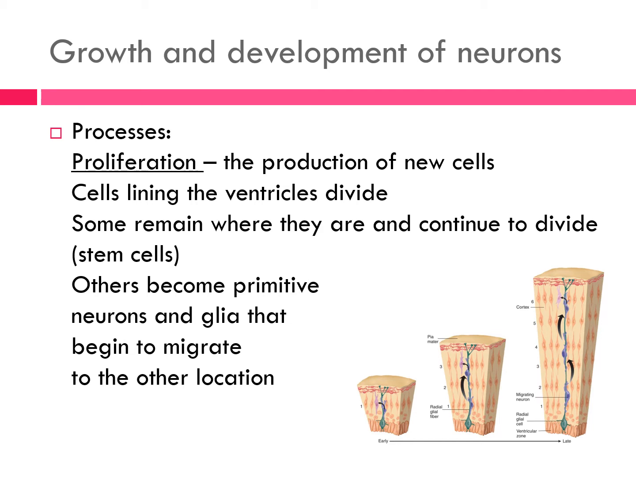And what's happening is it's the cells lining those ventricles that are dividing. So if you go back in your mind to the neural tube, the center was fluid filled and was going to become the central canal and the ventricles. And really it was just this tube around that, right? So we have these cells that are lining those ventricles. They're dividing. They are stem cells. Some of them are going to stay where they are and continue to divide, and others are going to become primitive neurons and glia that then are going to migrate to other locations, to where they need to be.